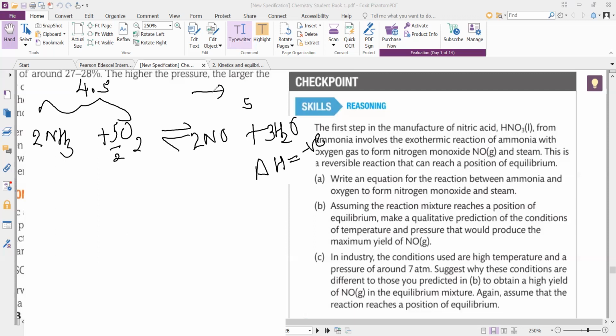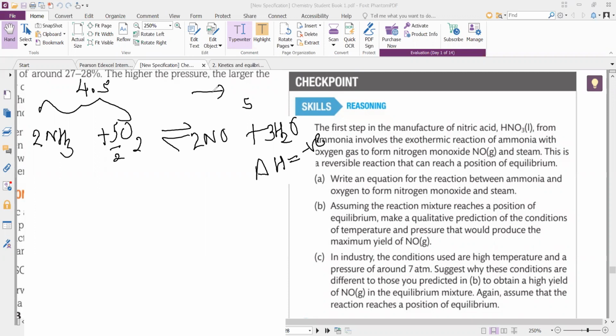In industry, the conditions are high temperature and a pressure of around 7. Suggest why these conditions are different to those you predicted. Again, assume the reaction reaches a position of equilibrium. Why have they used high temperature? In order to speed up the reaction, and also high temperature is required for the catalyst to work. At low temperatures, the catalyst won't work.